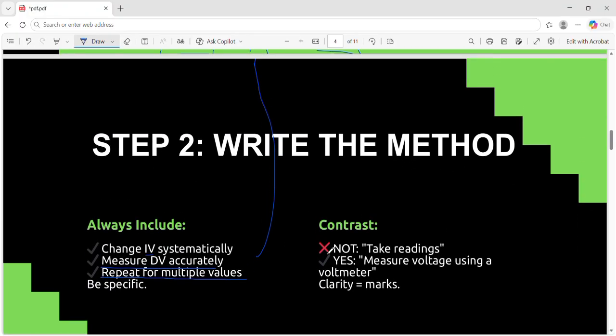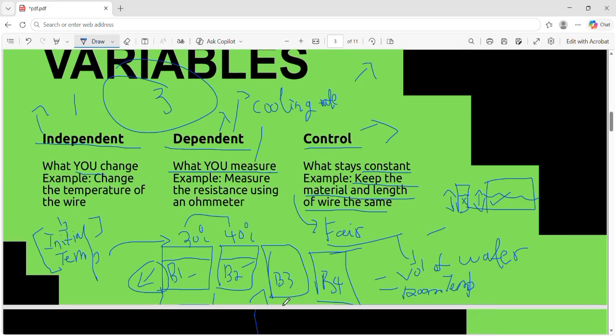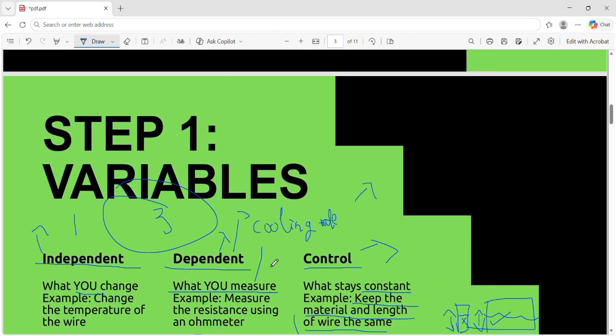And then you also have to be a bit more specific. For example, you say take readings. Take readings of what? If you're taking readings from the voltmeter, then you have to say measure the voltage using a voltmeter. If you're saying measure the cooling rate, you say measure the temperature using a thermometer, measure the time taken using a stopwatch, and use the cooling rate formula, which is temperature change over time. You have to use this.